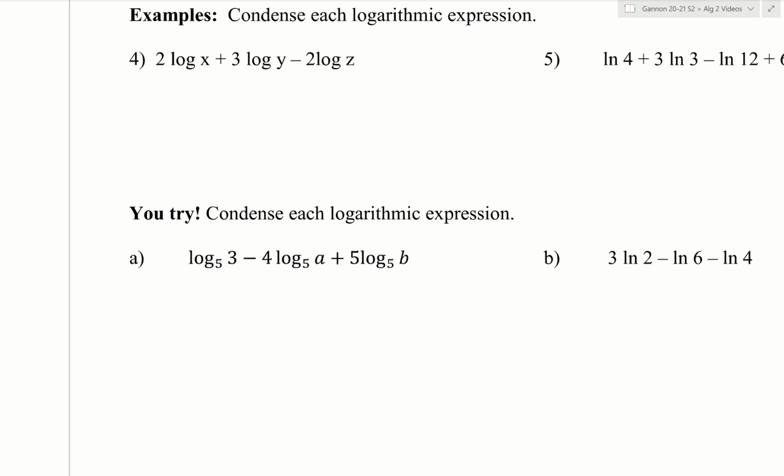All right, so what you're going to do is notice that they're all common log, log base 10. So the first thing we need to do is deal with the numbers that are in front, and those are going to move and become the exponents. So 2 log of x is log of x squared, plus 3 log of y, that's log of y cubed, and then minus 2 log of z becomes log of z squared.